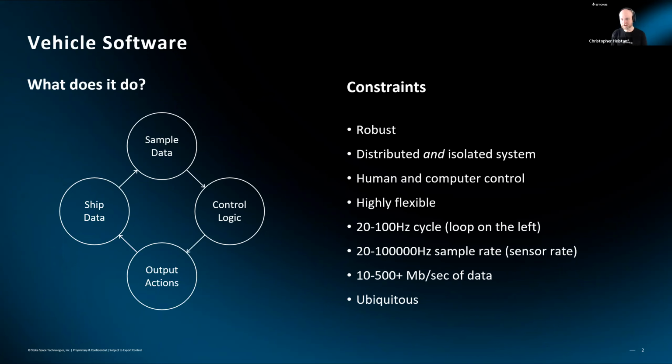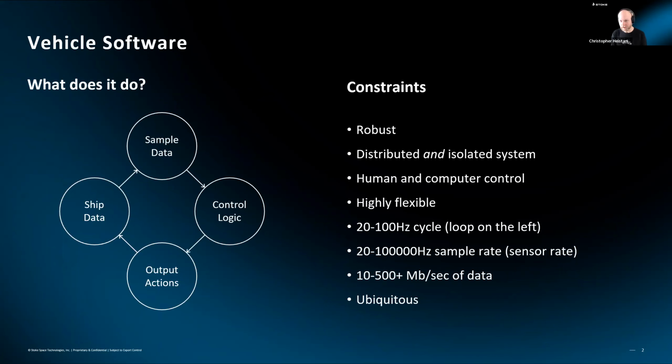We have a distributed and isolated system. So we have multiple targets that we are deploying this loop to, so we can have multiple targets working together. And we also have the need for the rocket to be able to fly away and not have to talk to ground and be able to do its own thing. So we have a distributed and an isolated system.